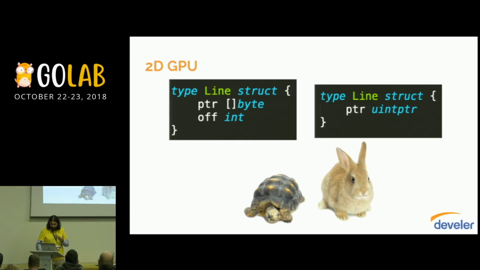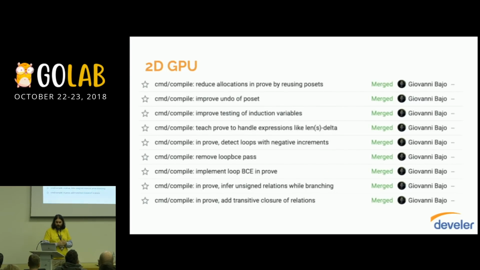And to try to solve this problem, I actually worked with the Go team, and I sent a few patches to the Go compiler to improve the bound check elimination pass, which is called prove in the Go compiler. Prove as in you can prove that the bound check is not needed, and if you can prove it, you can avoid generating it and remove it from the code.